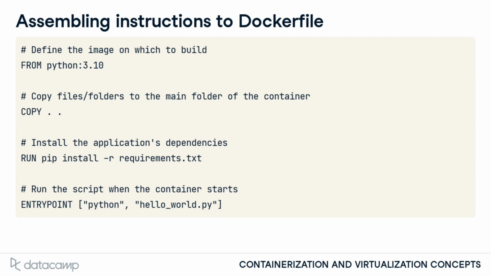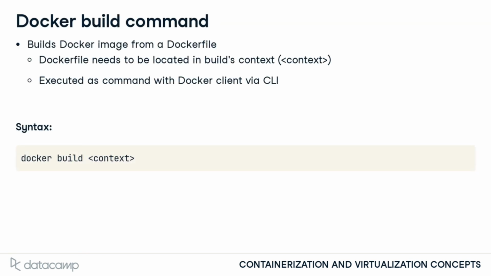Finally, let's look at two essential Docker commands, docker build and docker run. The docker build command builds a Docker image from a Docker file. The argument specifies the context. The context is the location where the Docker file must be when the command is run from the CLI.